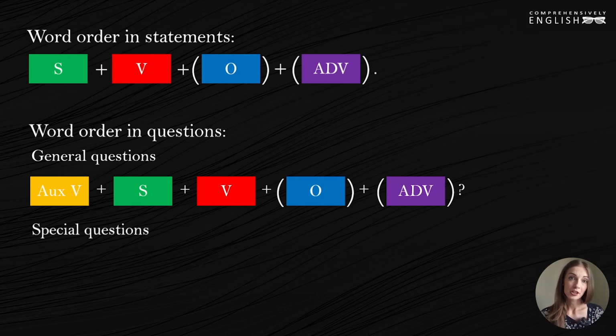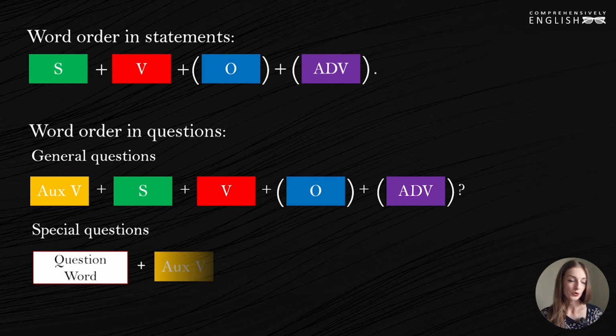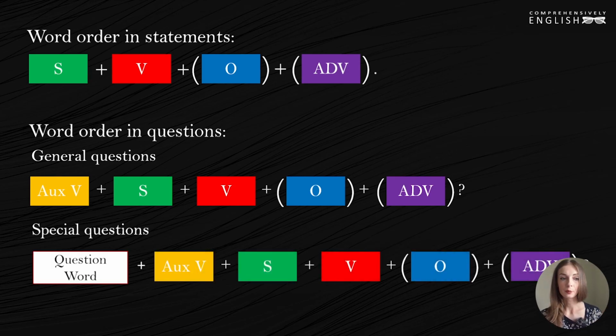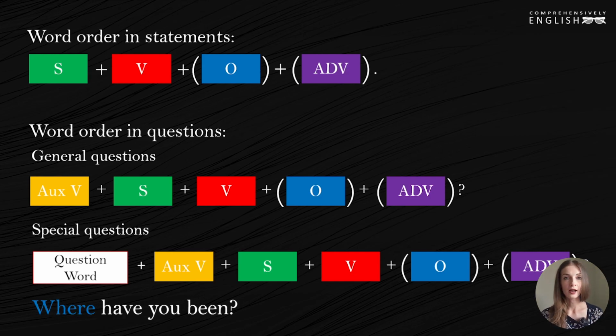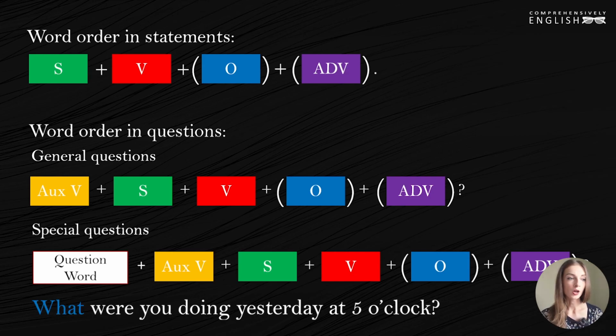Special questions are special because they set a question to a particular word in a sentence. And they start with a question word. Then goes the auxiliary verb, then the subject, the predicate, the object, and adverbial modifiers. The rest is the same as you see, yeah? So the only thing which is different in special questions is this question word. For example, how do you do? Where have you been? What were you doing yesterday at 5 o'clock, etc.